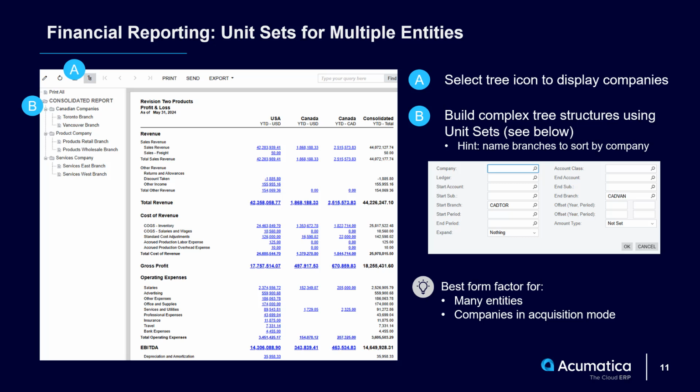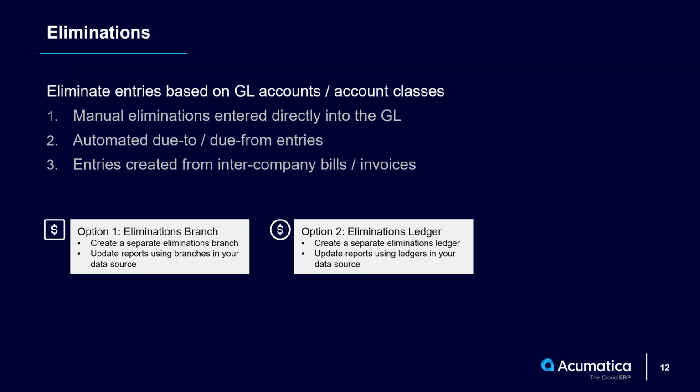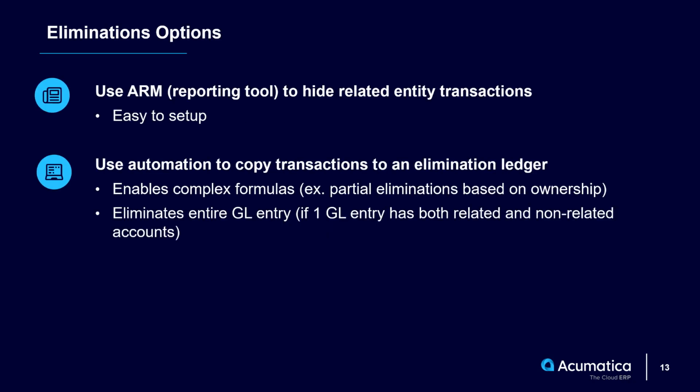Unit sets are convenient when reporting on multiple entities in an environment where company structures frequently change, like the buying and selling of entities. Elimination reporting supports manual GL entries, automated due to and due from, and buy-sell relationships. In this video, I used Option 2, an elimination ledger, to demonstrate the last two examples.